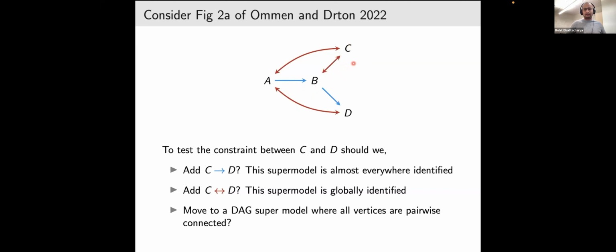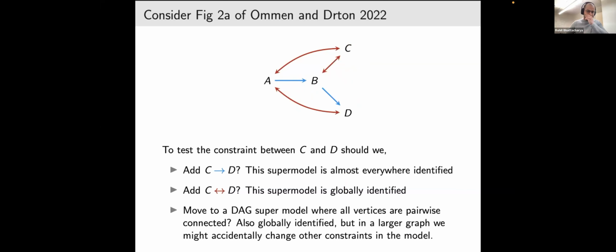If we think of adding the bidirected edge instead, it turns out this supermodel is globally identified. So maybe a better candidate. And then finally, you could move to a DAG supermodel. So you just convert all of these edges to be directed, and have a C to D. That's also obviously globally identified, but it's in a larger graph. If you change too many edges, or modify the graph too much, you might accidentally change other constraints in the model. And so you're no longer actually testing the constraint that you want to test. You may be testing for more stuff just by accident, right?